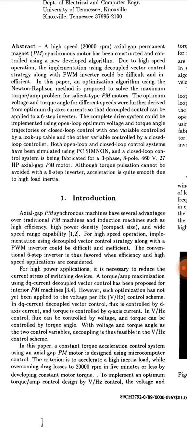The complete drive system could be implemented using open loop voltage and torque angle, and closed loop control with one control variable. Both open and closed loop control systems have been simulated, and the closed loop control system is fabricated for a 3-phase, 8 pole, 460 volt, 27 HP axial gap PM motor. Although torque pulsation cannot be avoided with a 6-step inverter, operation is quite smooth due to high load inertia.